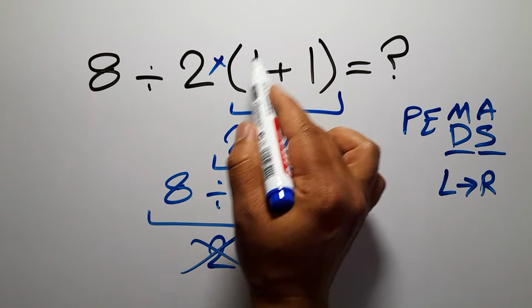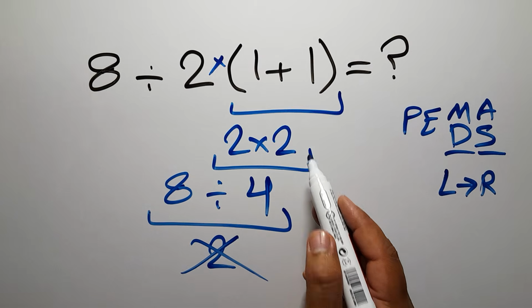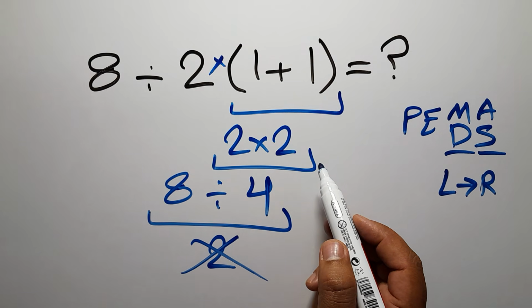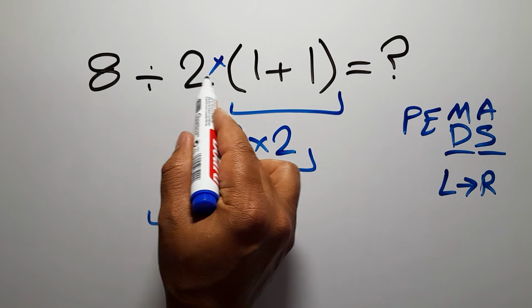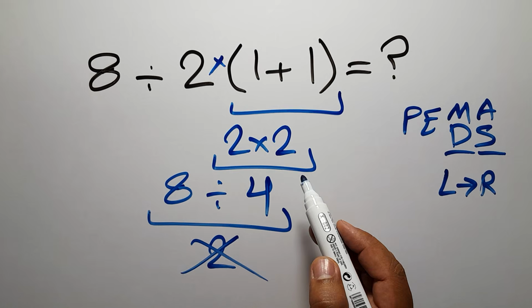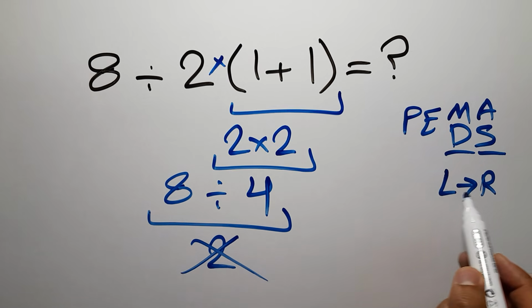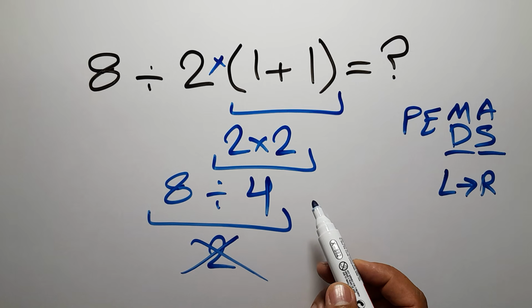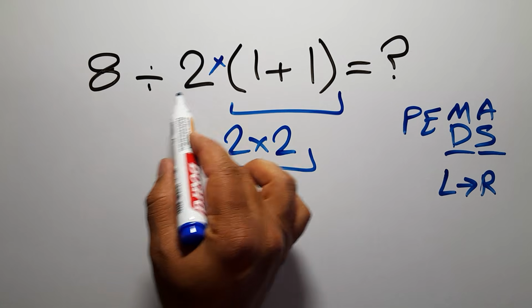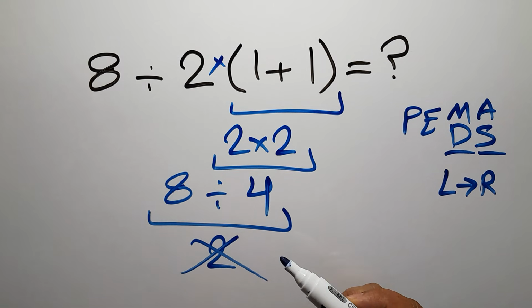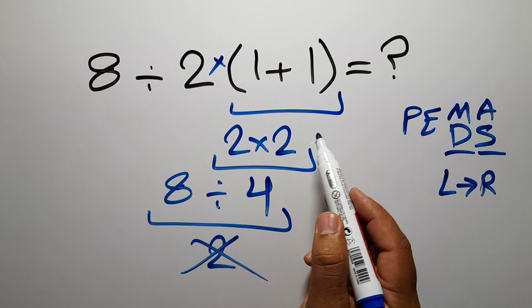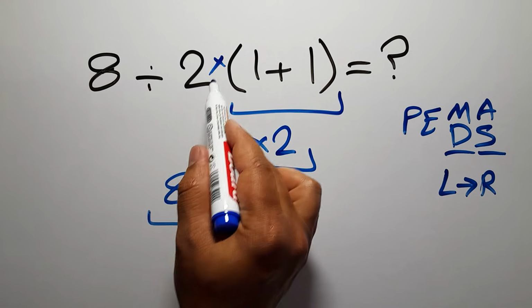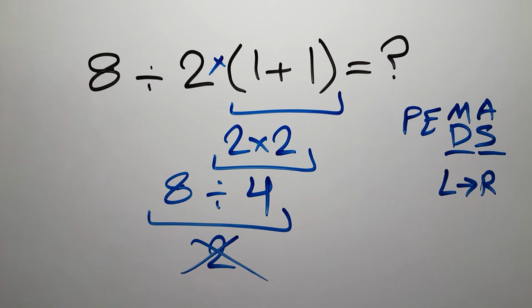So here first we have to do this parentheses. And after this parenthesis, we have to do this division, and finally this multiplication, because as I said, multiplication and division have equal priority and we have to work from left to right. Okay, if you do this multiplication before this division, it is wrong. So first this parenthesis, then this division, and finally this multiplication.